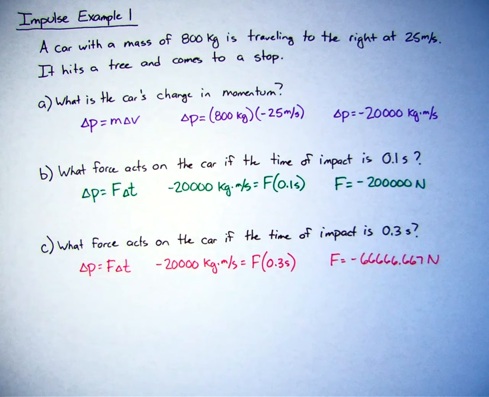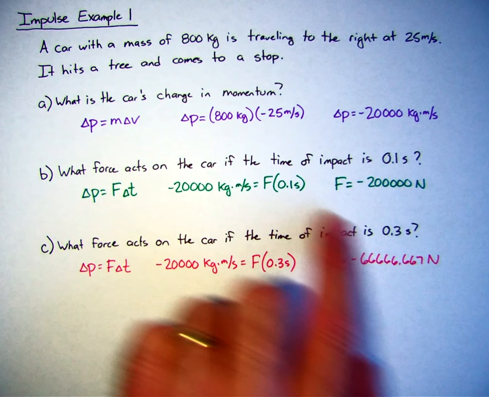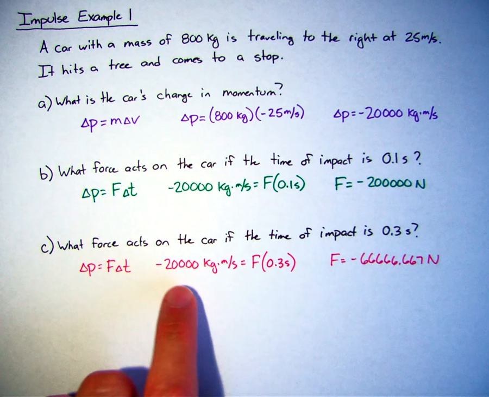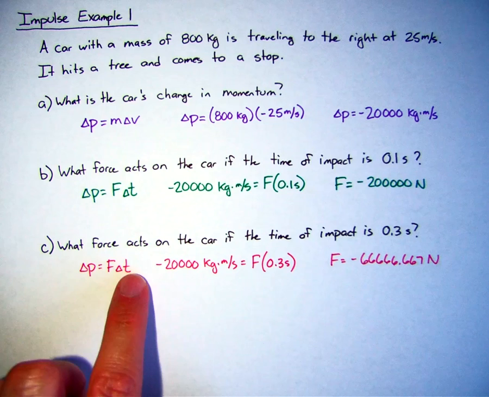The bumper is trying to reduce the amount of force that's acting on the car because it's slowing down the car in an increased amount of time. So it's kind of an interesting application because impulse is used all the time, and these calculations are used all the time by a lot of different industries trying to make things safer for you. So make sure you understand that there is that inverse relationship between the time of the impact and the force.